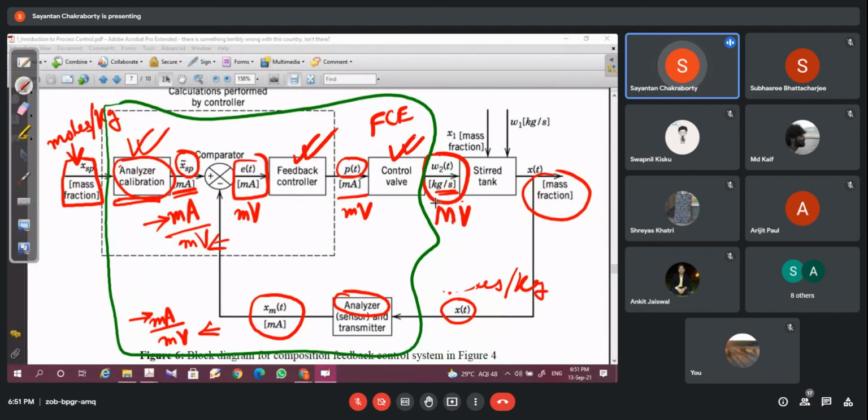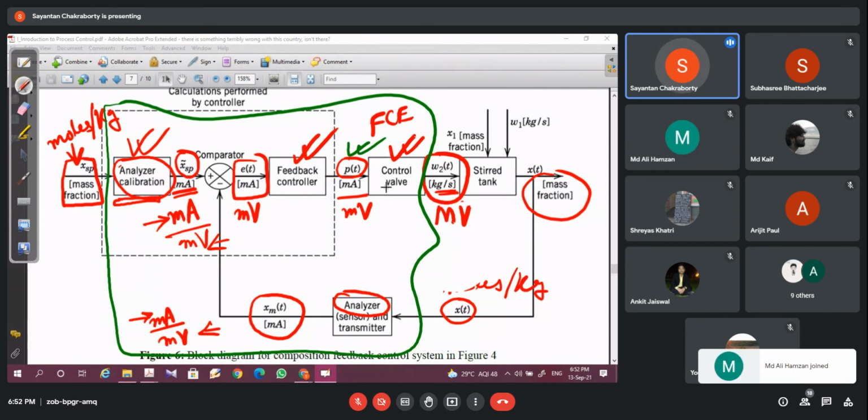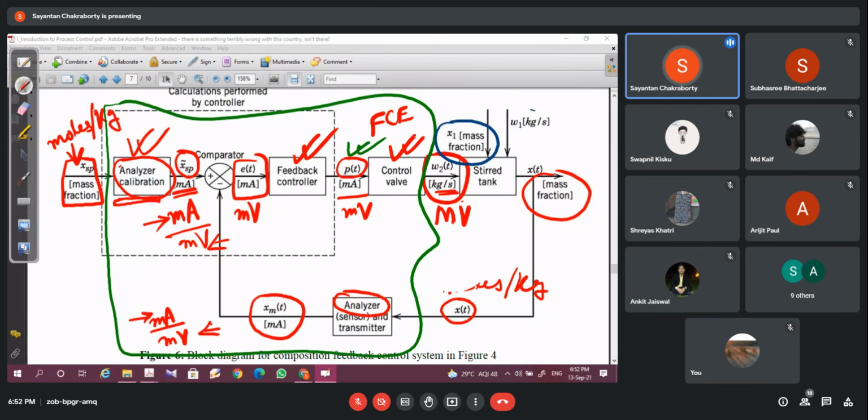But this is a manipulated variable calculated based on this feedback controller. Feedback control action causes the valve action, which is the final control element. And obviously, this will cause the output of the stirred tank to reach the desired value. And here, what are the disturbances? The disturbances are the change in the mass fraction or a change in the flow rate of stream 1. Any disturbance can be taken care of by this feedback control scheme.